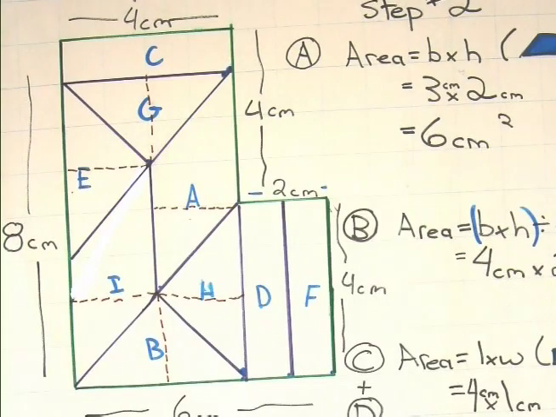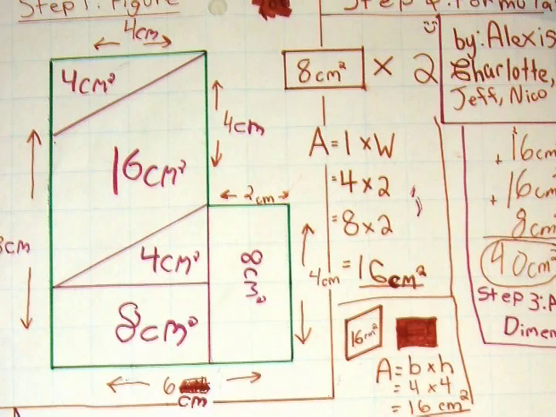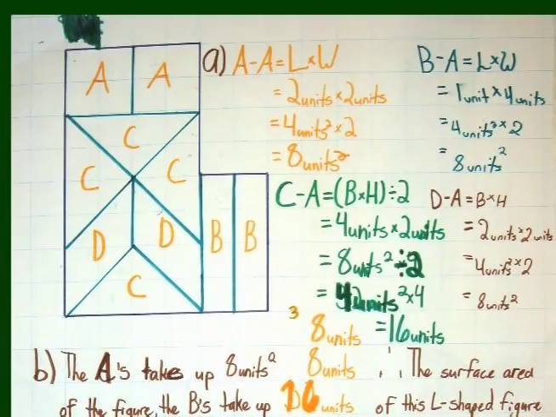Our calculations were base times height divided by 2, and the dimensions were 2 centimeters by 6 centimeters, which gave you an answer of 12 centimeters squared, and then we had to divide it by 2 to get our answer of 6 centimeters squared.